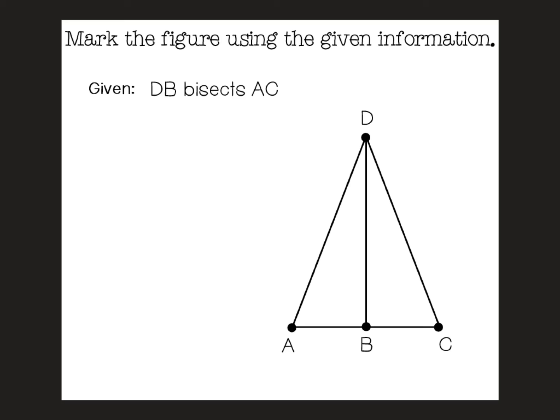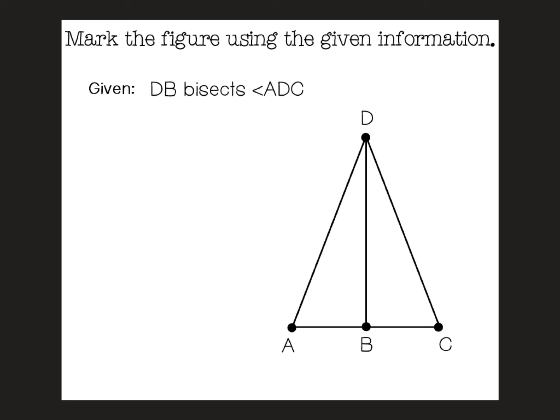This next one says given DB bisects AC. Remember, the word bisect means cut into two equal parts. And so what this is saying is DB cuts AC into two equal parts. So here's AC. It's getting cut into two equal parts. And so what that means is AB, this piece, is the exact same length as BC, this piece. So we would mark AB and BC.